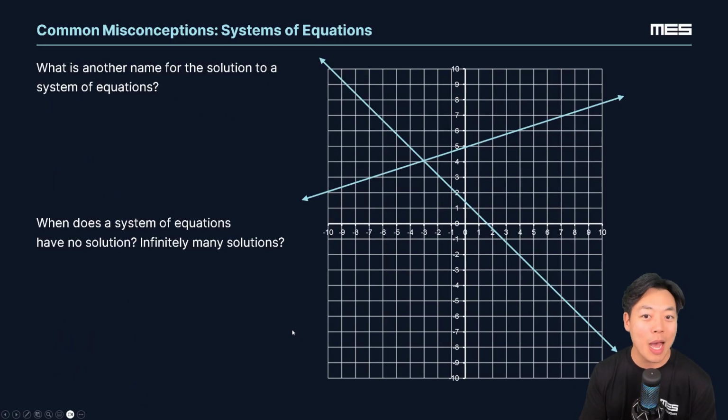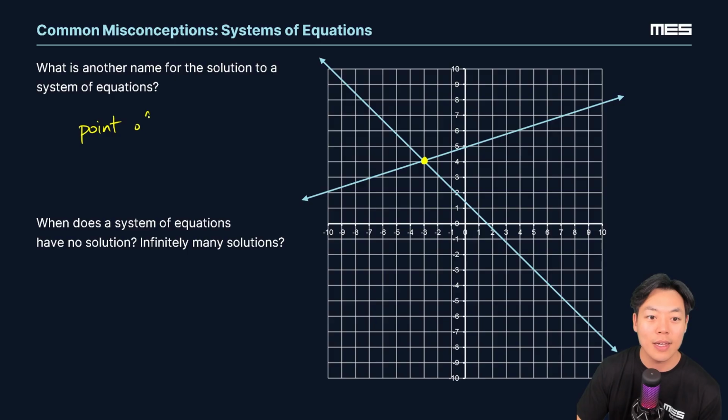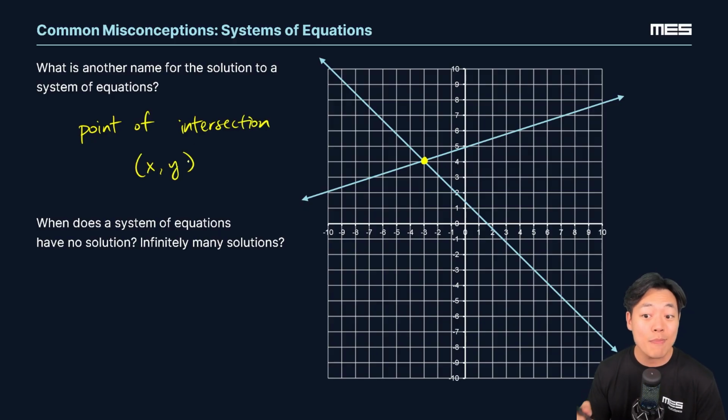Now, another common misconception is with systems of equations, understanding where they come from. So what is another name for the solution to a system of equations? The solution is right here, where the lines meet. This is also called a point of intersection. And what that means is that these two lines share that point, so they have the same x and y value at one point.